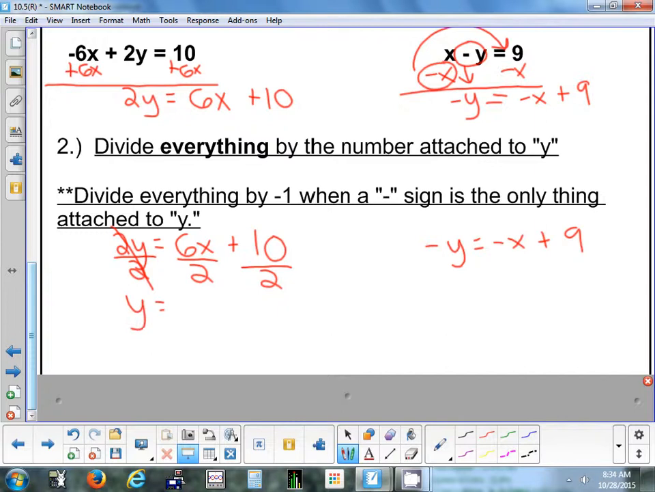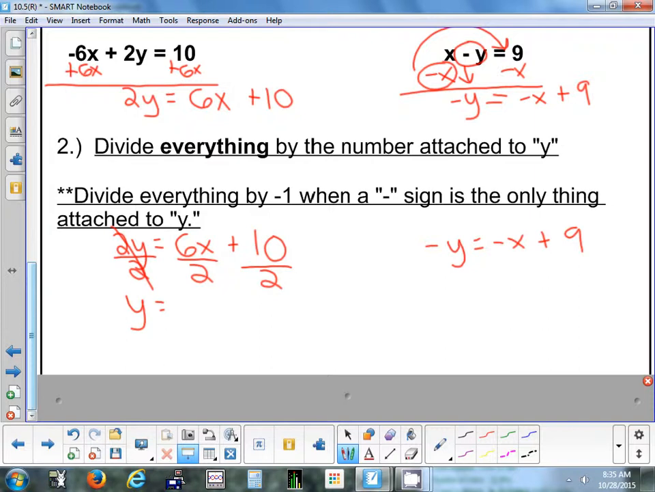And some of you guys might say, well, Mr. Roy, 2 divided by 2 is 1. Yeah, it is. But I don't need to write 1y. It's like, you know, if you have a buck, you don't say I have 1 buck. You say, hey, I got a buck. All right? So all I'm left with is y.